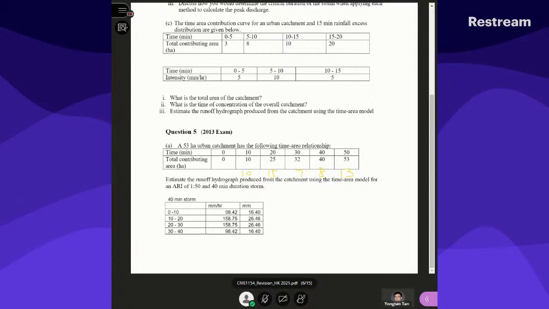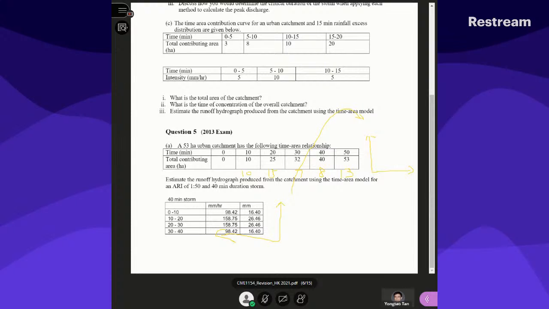Okay, so you can see they're symmetrical. So actually, similarly, we use the time area method. Of course you can draw the time area histogram here, and also you can draw the rainfall hydrograph. And also you can move the rainfall hydrograph above the time area histogram step by step. So I would suggest you use this method.